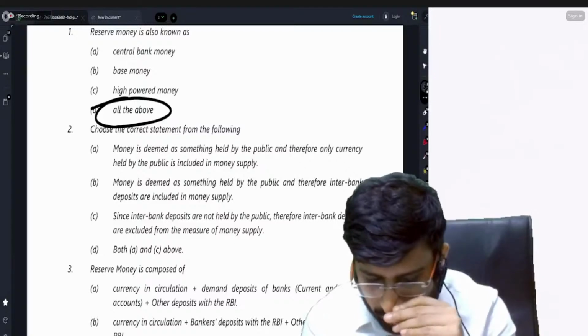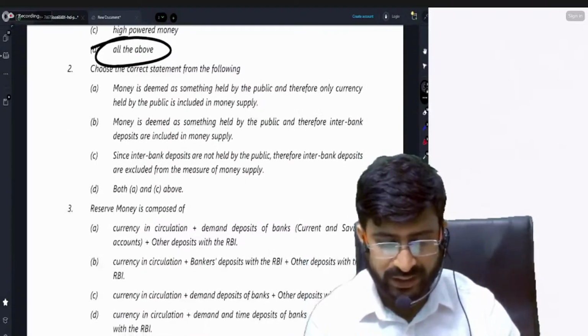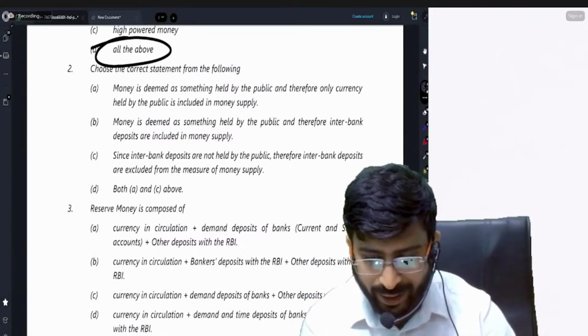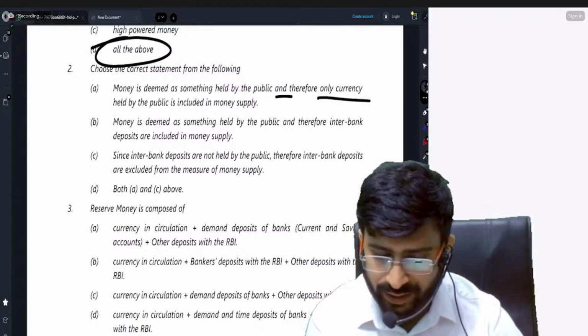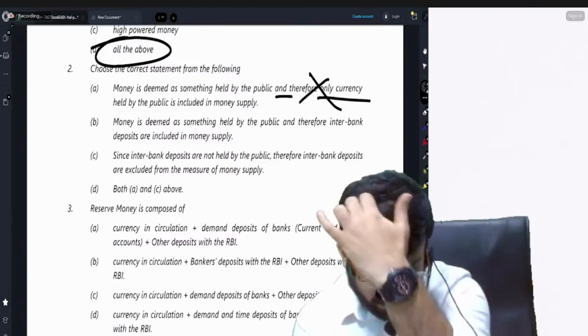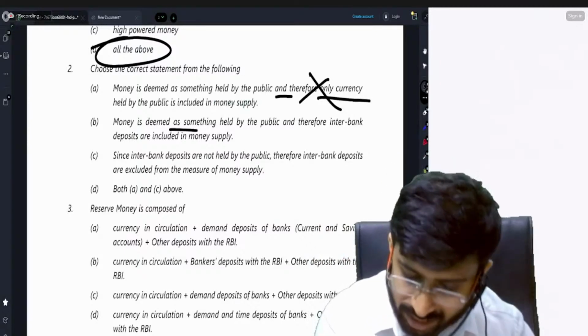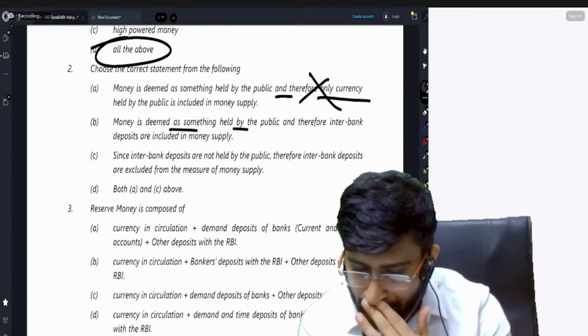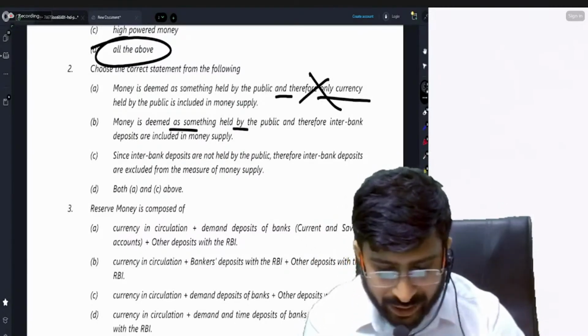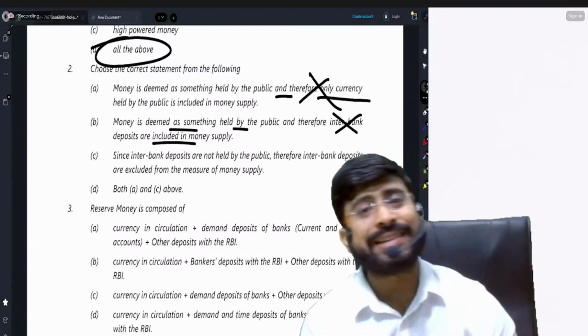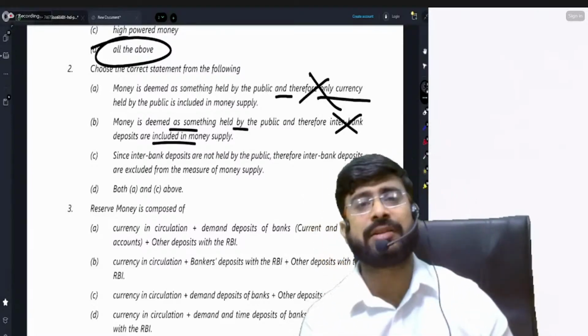Choose the correct statement from the following. Money is deemed as something held by the public, and therefore only currency held by the public is included in money supply. No, no, no, other things are also included. Money is deemed as something held by the public, and therefore interbank deposits. No, interbank deposits are not included in money supply.